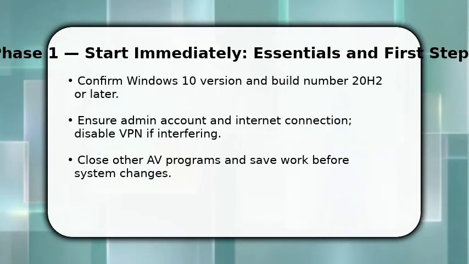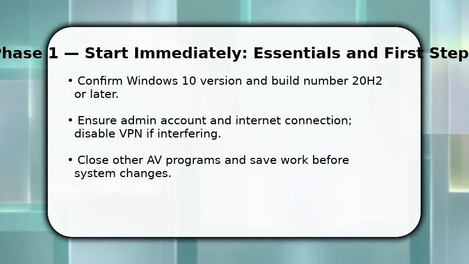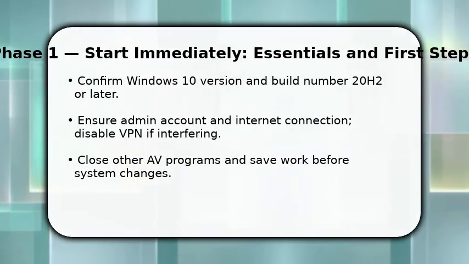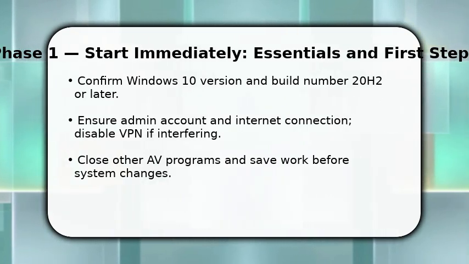You'll also save and close active files. This avoids reboots disrupting work. Now, head to Start and type Windows Security. That's where the only reliable built-in update path starts.